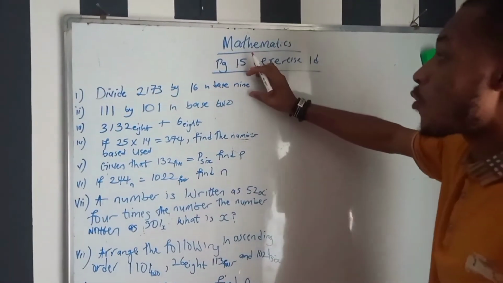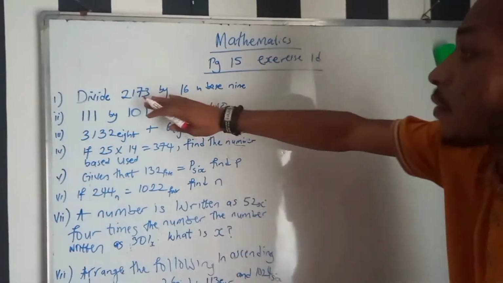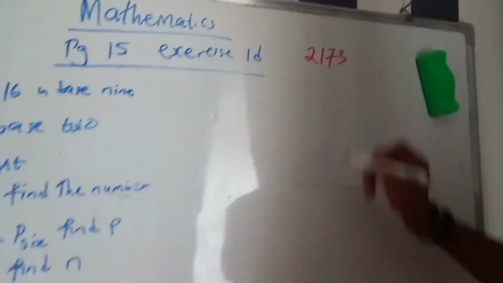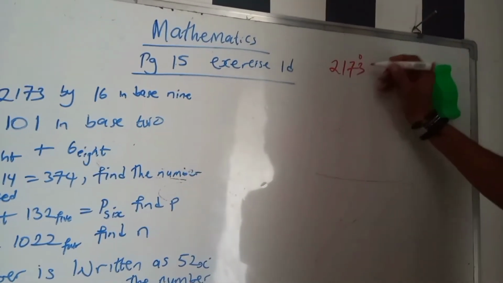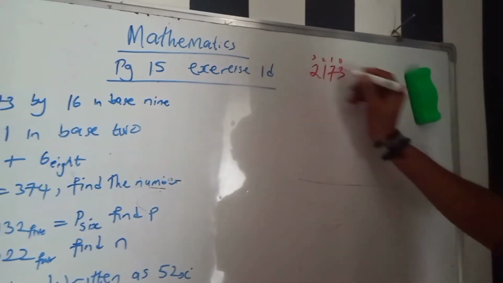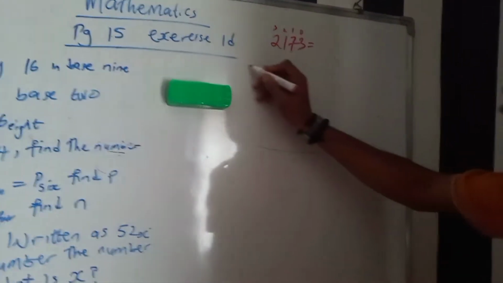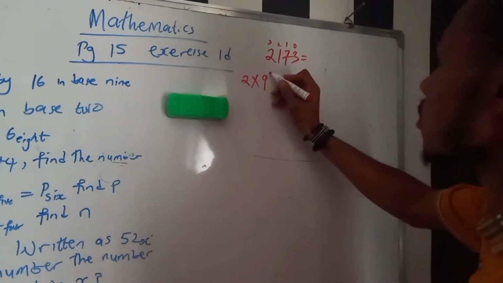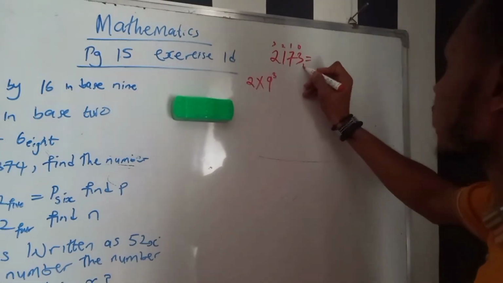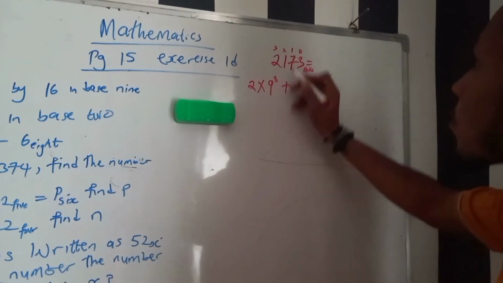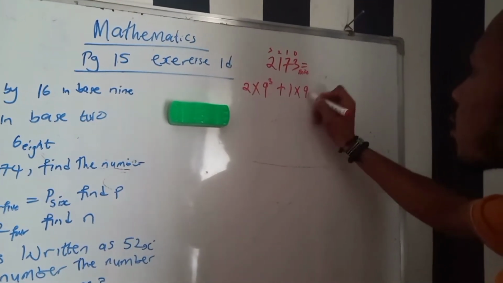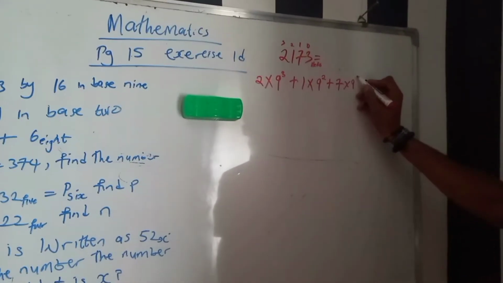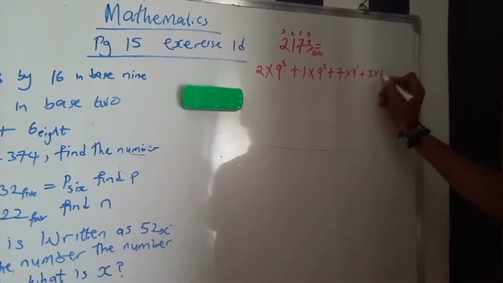All I do, I will expand it. And this is my number here, 2173. I will name the digits by giving them positions 0, 1, 2, 3, equals 2 times base 9 to the power 3, plus 1 times 9 to the power 2, plus 7 times 9 to the power 1, plus 3 times 9 to the power 0.